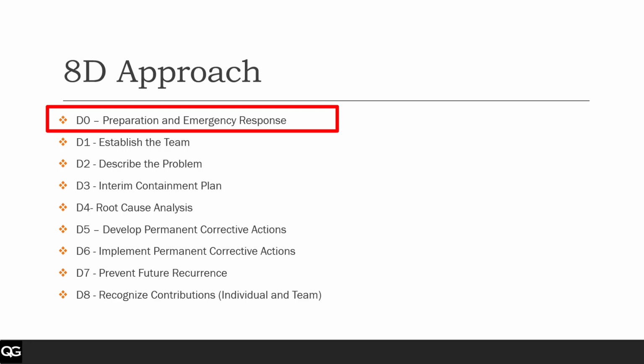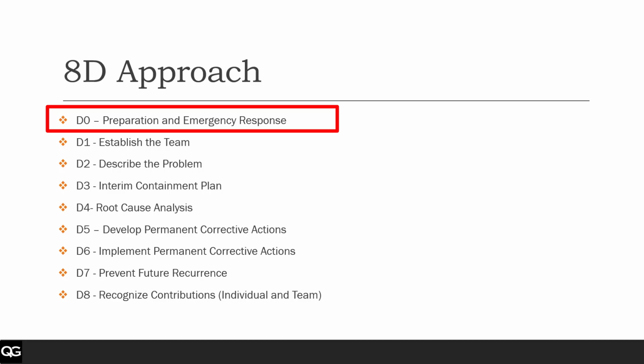Now let's quickly look at these steps. D0 is the preparation and emergency response. So let's think that you have a problem, a big customer complaint, a major failure or something. Then the first step you might want to do is preparation and take some emergency response actions.